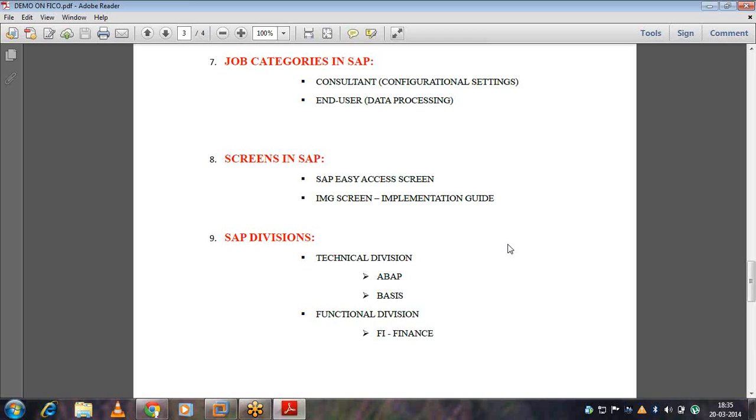One is ABAP, another one is basis. As we are not from the programming side, we don't need to bother about the technical division. Now coming to the functional division, that is the second division.